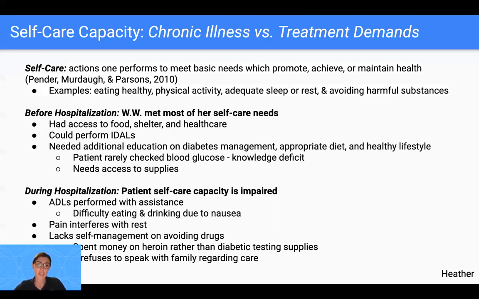However, during her hospitalization, she was having difficulty meeting her self needs. She could do her basic ADLs like brush her teeth, but she had difficulty eating and drinking due to the nausea from the withdrawal. And she was also having trouble resting due to the pain. She also lacks self-management on avoiding drugs. So avoiding harm is one aspect of self-care that this patient really needs to be addressed with. And she would also spend money on heroin rather than diabetic testing supplies.